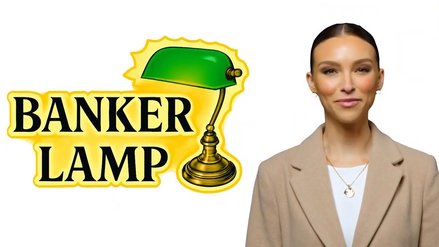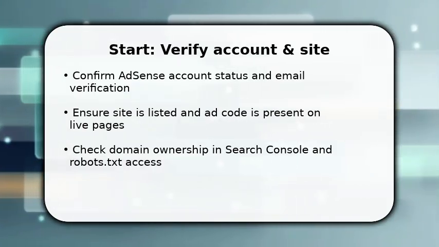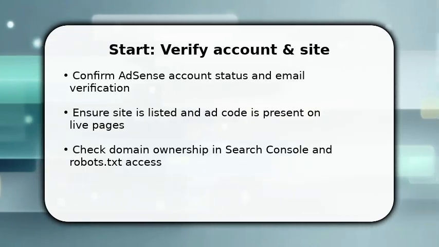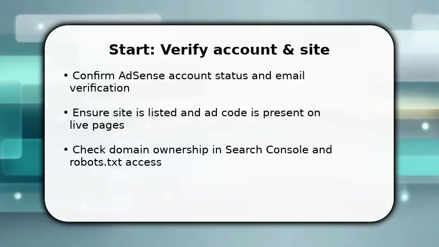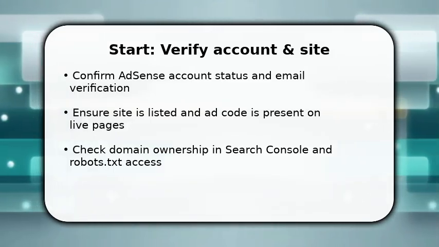Please enjoy the video. You begin by confirming your AdSense account is active and your email is verified. This avoids delays. Next, make sure the exact ad code snippet is installed on the live pages you intend to monetize so ads can render. Once done, verify domain ownership in Google Search Console and ensure robots.txt does not block Googlebot or ads.txt access, because crawlers must reach pages for policy checks and ad serving to work smoothly.